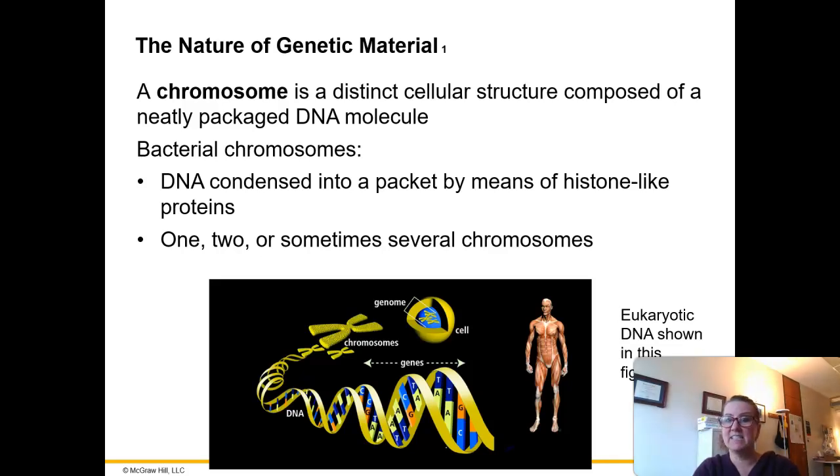The DNA is condensed into a packet using histone-like protein. So it's not the same protein that we use in our eukaryotic cells to wind up the chromatin, but it is similar. And we know that our bacterial chromosomes can come in 1 or 2 or sometimes several different chromosomes. Now in humans, we have 46 total chromosomes.